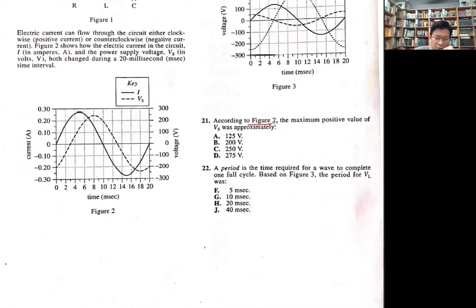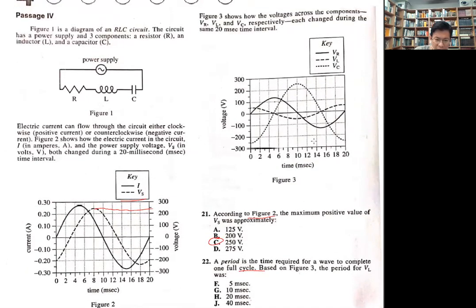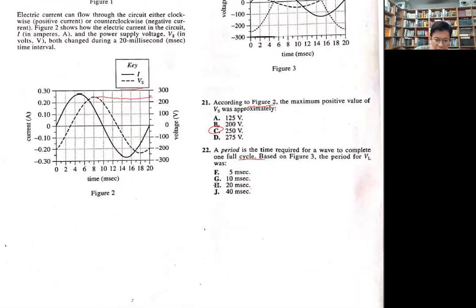According to figure 2, maximum positive, ES is this one. So this line, like 250. Period is time required to complete a full cycle. 3. Here BL. BL is the middle one. 1. So complete is 20.